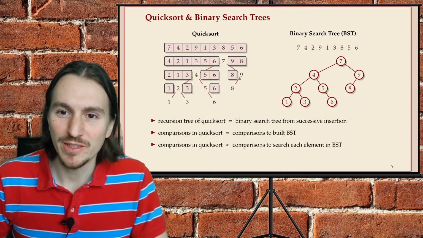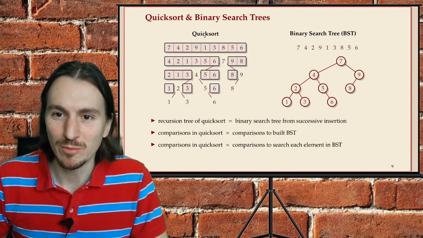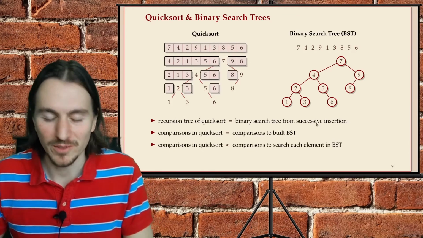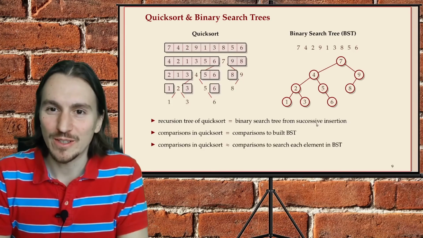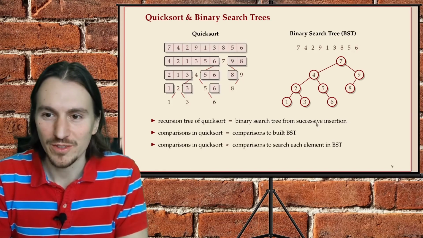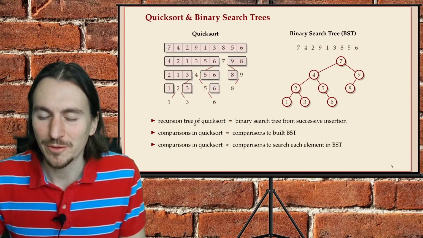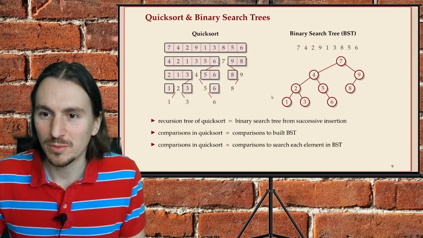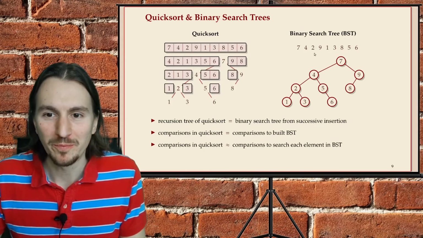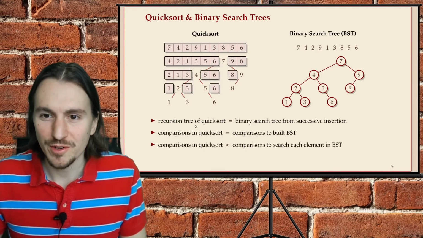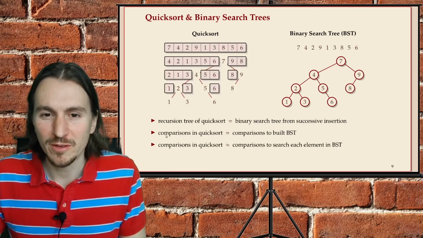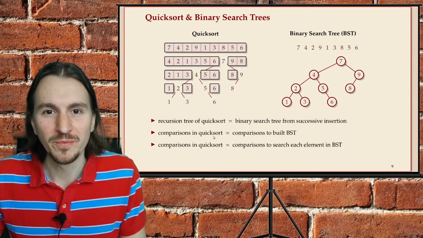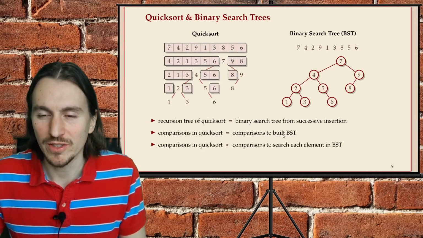If you pick pivots differently than in this nice simple version of Quicksort, the result looks slightly different, but the same result is still essentially true. So we can treat recursion trees of Quicksort like binary search trees built from just this sequence of numbers. And the connection is very one-to-one. If you look at the comparisons that you do in Quicksort, these are exactly the comparisons that you do to build this binary search tree.